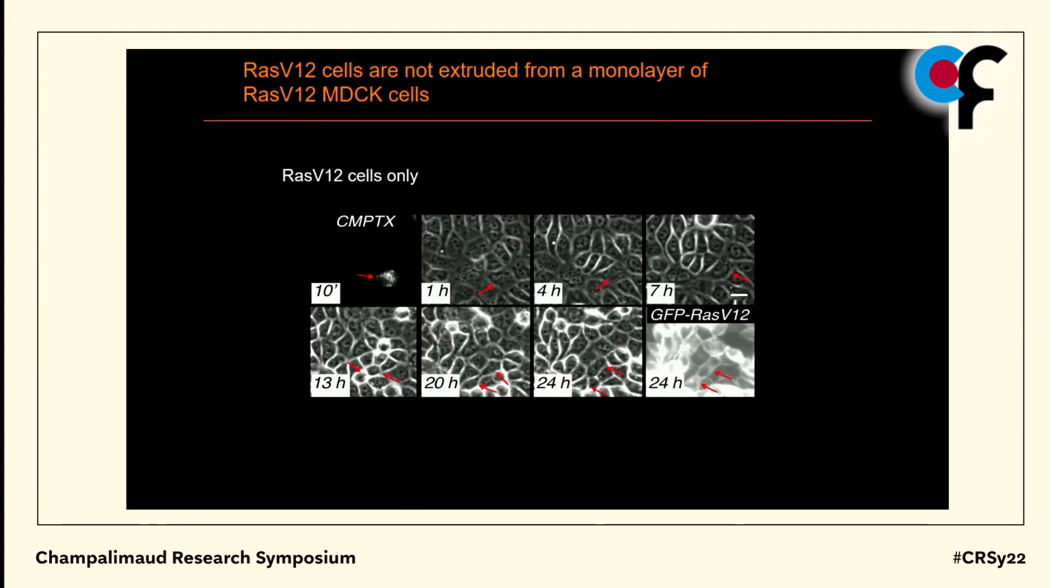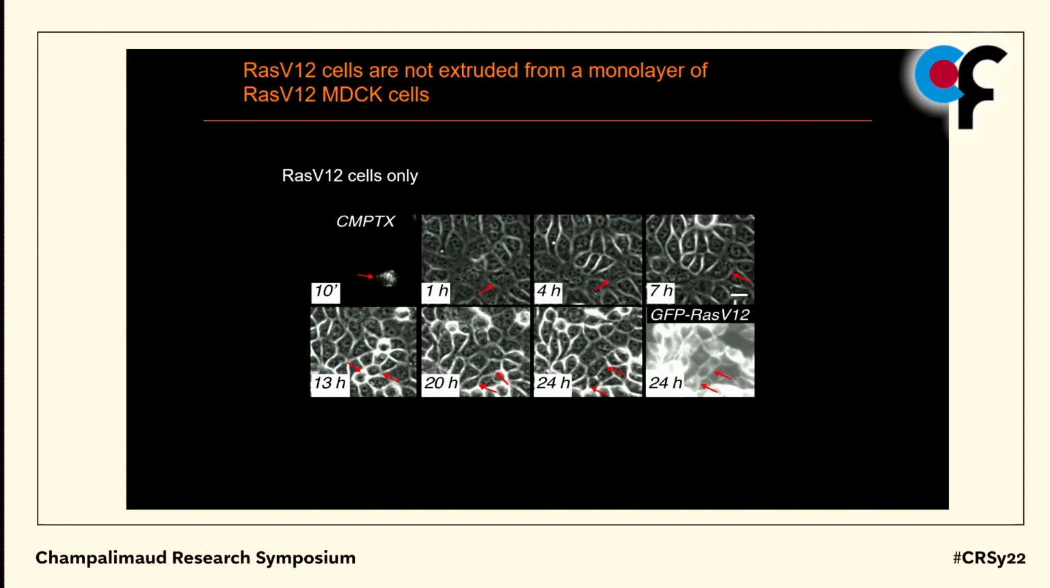And quite importantly, when CMPTX-stained RAS cells are surrounded by RAS cells, I mean, when all are RAS cells, apical extrusion did not happen. So this is the most important point in a cell competition study, because this means that just activation of RAS itself is not sufficient to cause apical extrusion, but being surrounded by normal cells is. So the presence of surrounding normal cells is required for apical extrusion to occur.